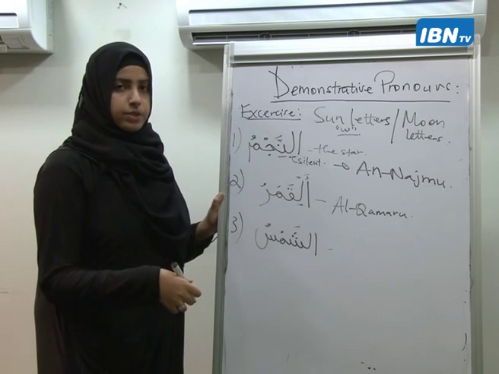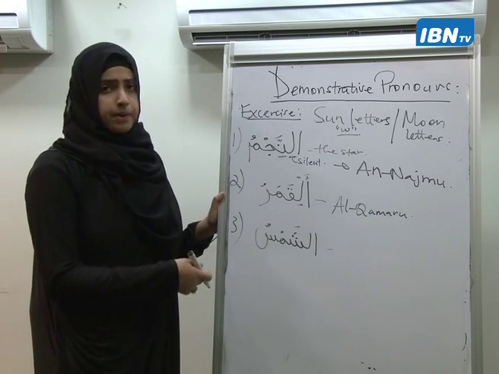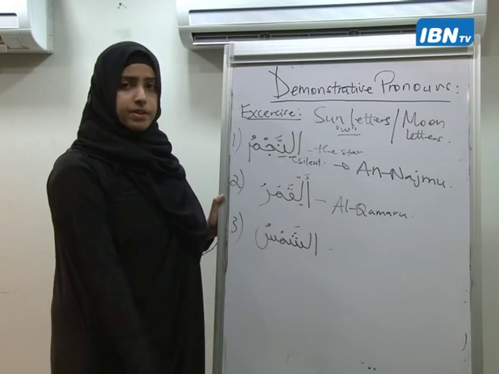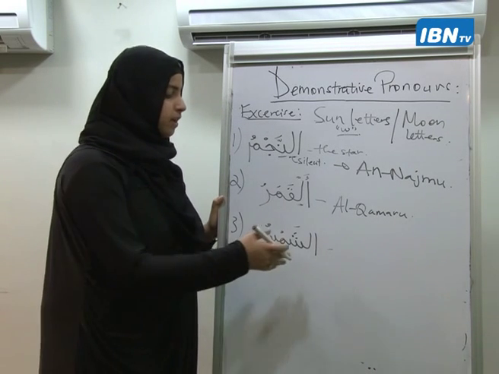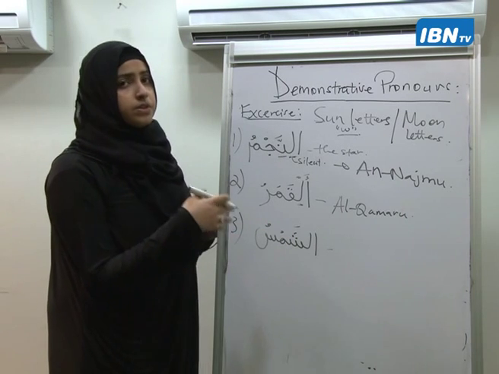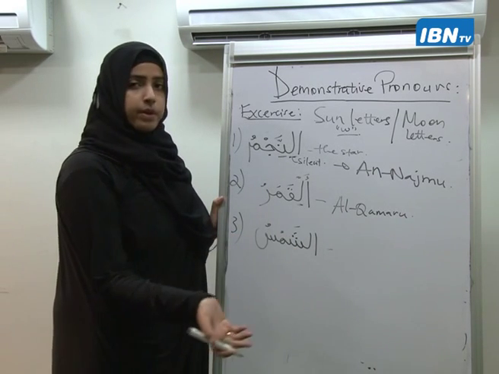Alright, so what if I have this word here? How am I going to pronounce it? First of all, look at the letter after lam. Is it a huruf al-shamsiyya or qamariya? It is a huruf al-shamsiyya, right? So what am I going to do to this?